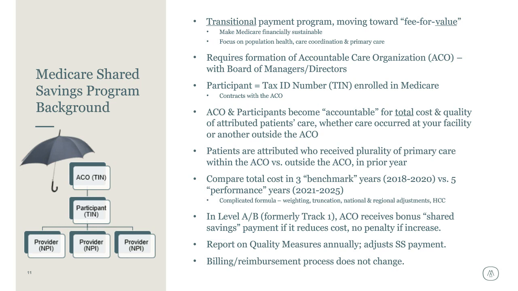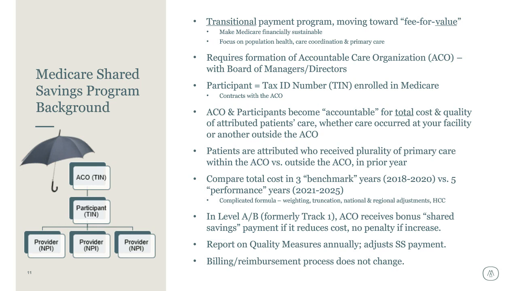So if you start the program in level A or B, or you may have heard this called Track 1, it used to be called Track 1, it's really a bonus-only program where you can receive a shared savings bonus payment if you reduce the overall patient cost, and there's no penalty to you if the costs go up. So this is really kind of the safe place where most ACOs start, and the vast majority of ACOs are in this kind of Track 1 program or risk-free program.